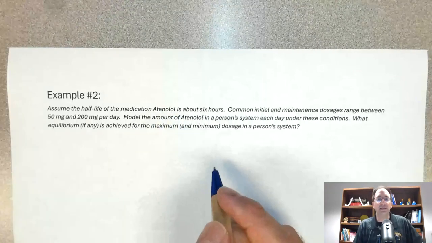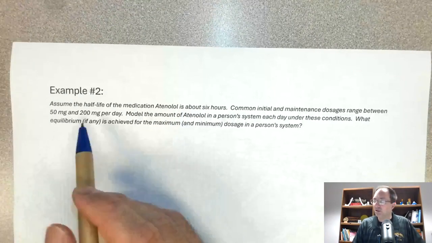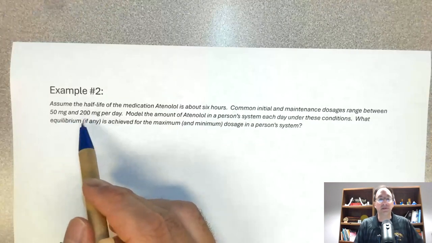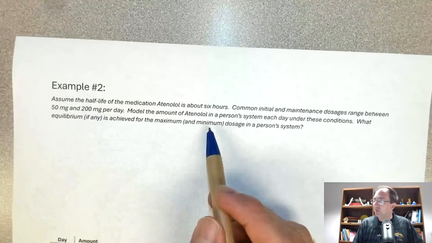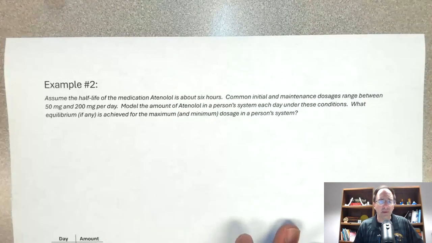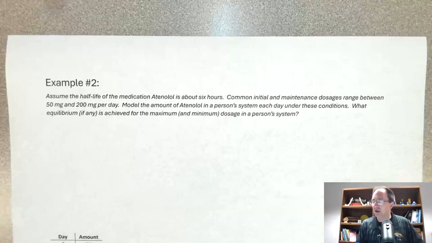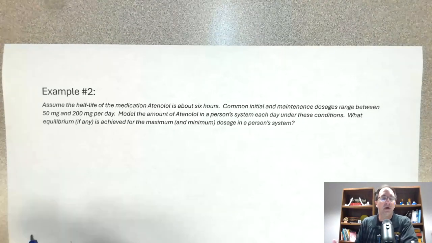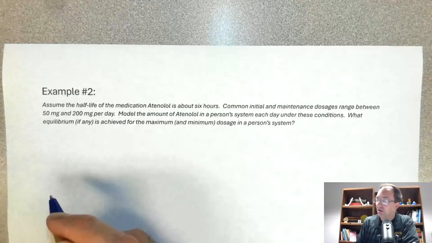It has a half-life of about 6 hours, and we're going to have some options for an initial dosage and a maintenance dosage. And what we want to do is model the amount of atenolol in a person's system each day under those conditions. And then there will be some other questions we can ask about equilibrium and what's the range of the medication in the system for each day.